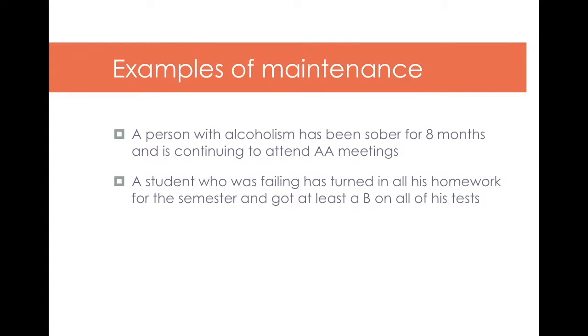So some examples of maintenance are maybe a person with alcoholism who has been sober for 8 months and is continuing to attend AA meetings. And then we have a student who was failing and has turned in all of their homework for the semester, and they got at least a B on all of their tests.